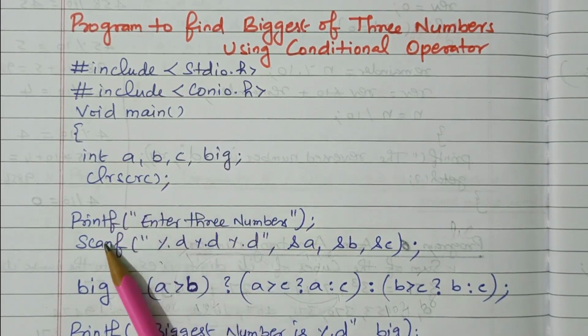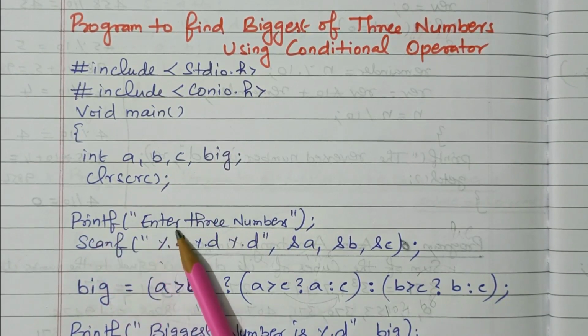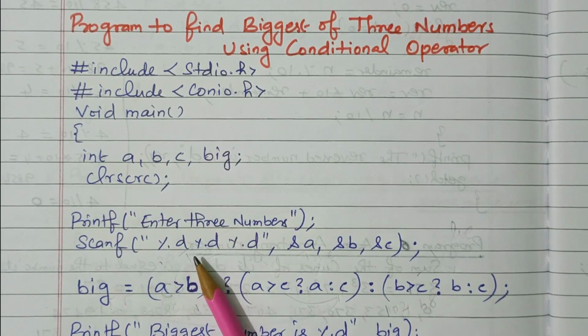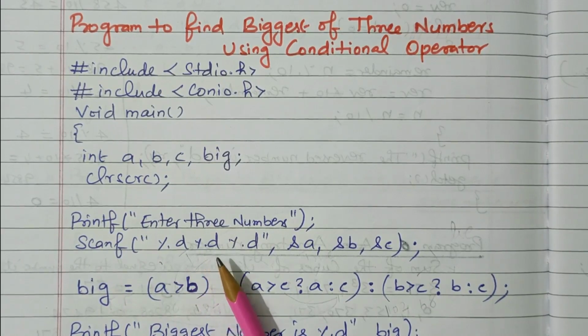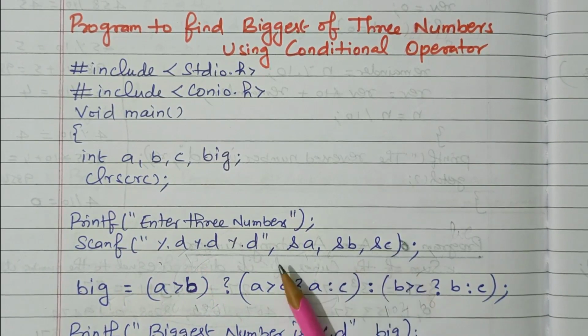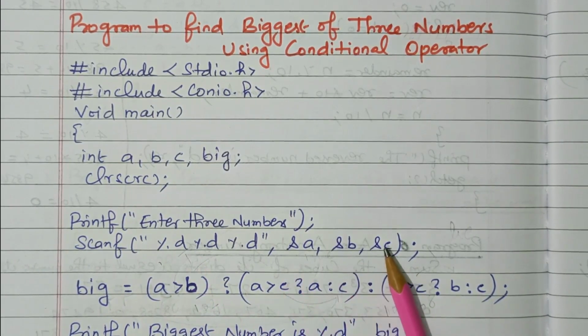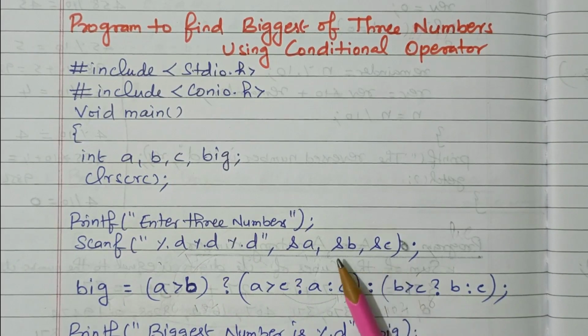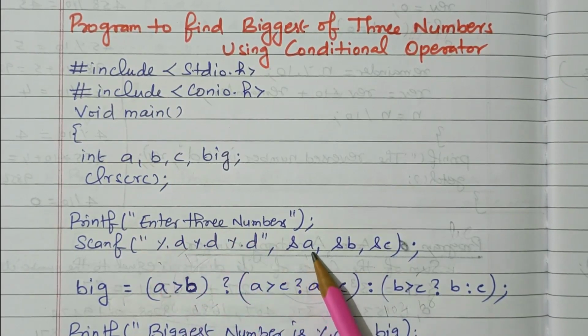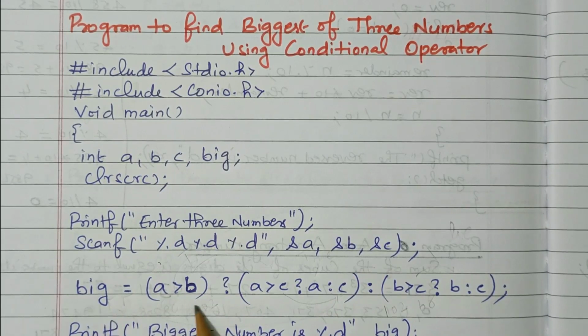After clear screen, we ask the user to enter three numbers. Using the scanf statement, we can scan the values entered by the user. They are stored in A, B and C, that is address of A, address of B and address of C. Right? The ampersand means address. Now the user enters the three values, available in A, B, C. Now we can verify using the conditional operator which value is bigger.